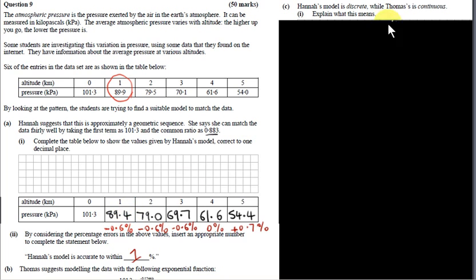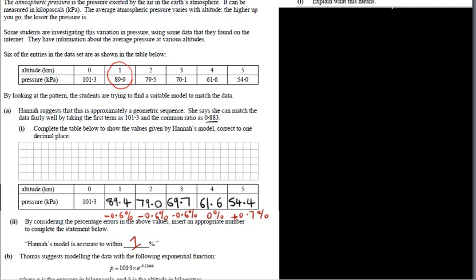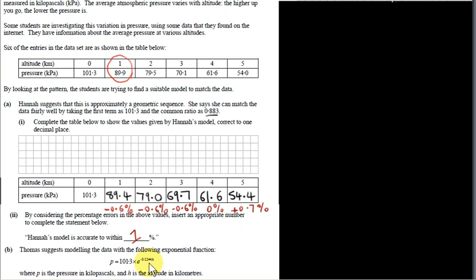Thomas's model, on the other hand, is continuous because we can use the model that Thomas gives, this function here, to calculate the pressure at any value of h. H doesn't have to be an integer. It doesn't have to be 1, 2, 3, 4, 5. We could plug in a value of h like, say, 1.5 into this model, and we would get a meaningful value for the pressure. Or we could plug in, say, 3.1 for h and get a meaningful value for the pressure. So the values of h here are not discrete. The values of h here are continuous values.